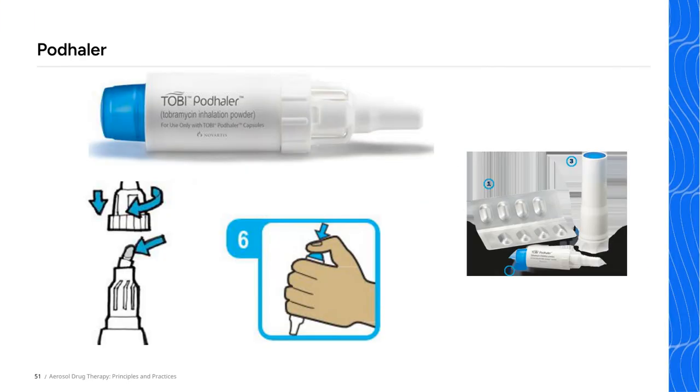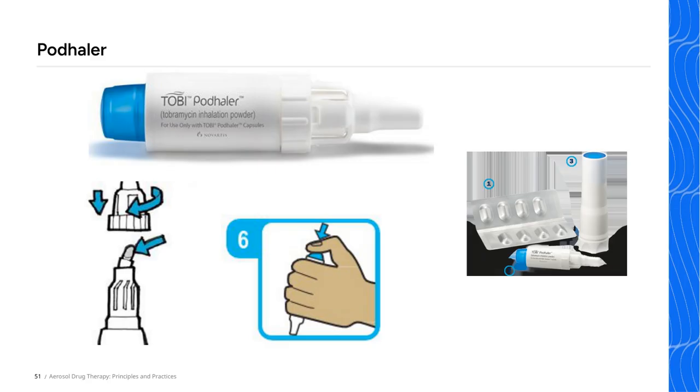Let's take a moment to focus on the PodHaler, which is an example of an aerosol drug delivery device. The PodHaler is specifically designed to make inhalation therapy more convenient and effective for patients. It's a dry powder inhaler, meaning it delivers medication in a powdered form rather than a liquid aerosol. This type of device requires the patient to inhale strongly to disperse the medication properly. One of the key advantages of the PodHaler is its portability and ease of use, which can improve patient adherence to therapy.